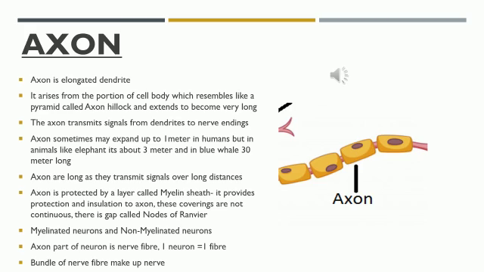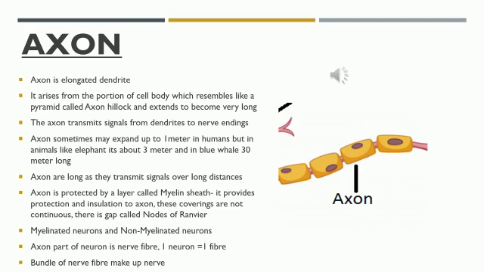This axon has a protective layer called the myelin sheath. Since it is a sheath-like layer, it is called the myelin sheath. What is the function of this myelin sheath? It provides protection and insulation to the axon. You know what is the function of insulation?